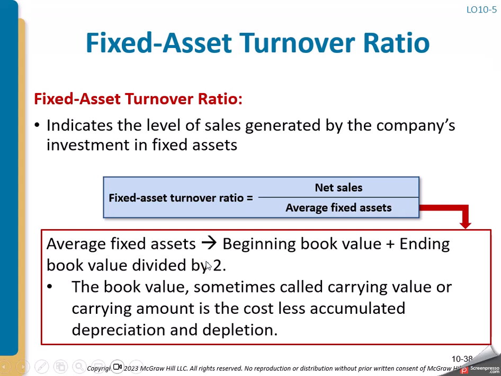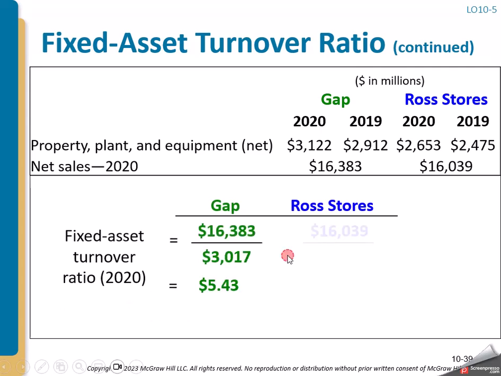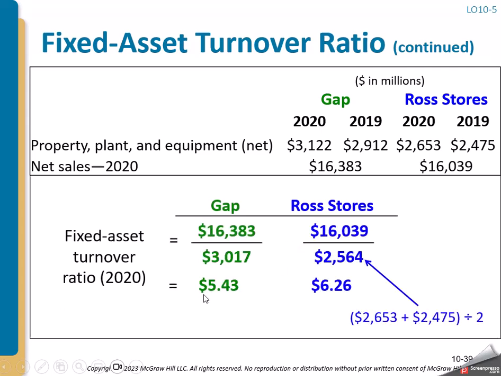Our fixed asset turnover is our net sales divided by our average fixed assets. Average fixed assets is calculated by taking your beginning fixed assets and your ending fixed assets and dividing by 2. And then it's going to be a times number. I think there's a typo on this slide that has it as dollars. It's not dollars, it's times.